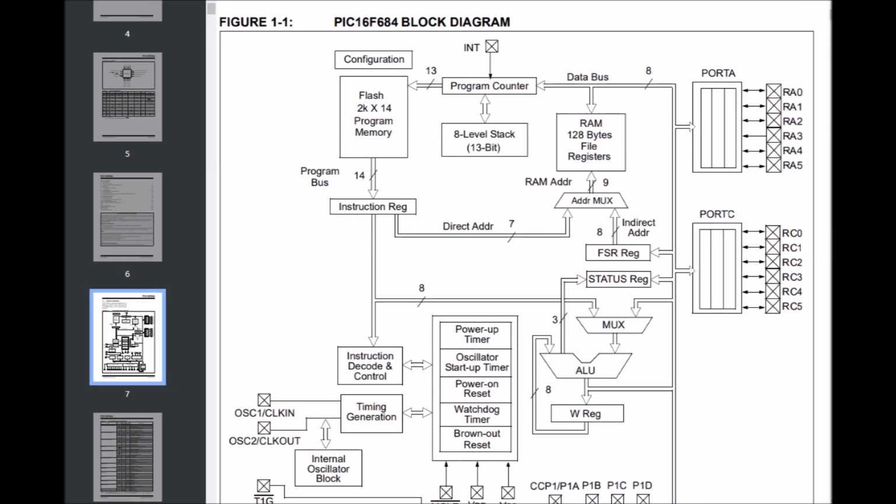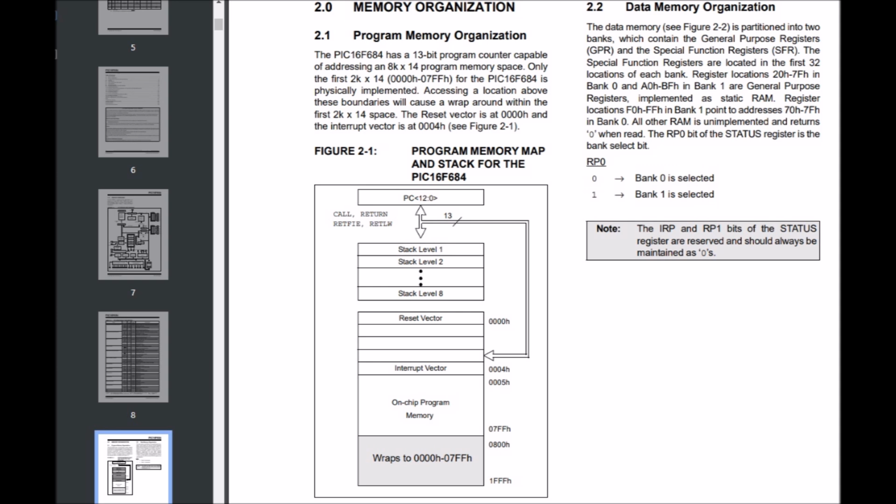First, let's talk about the flash memory. Flash memory in the PIC16F684 microcontroller serves as a non-volatile storage for the program code and firmware. Here are the key points about the flash memory in the PIC16F684. Capacity. The PIC16F684 typically has 2 KB of flash memory.